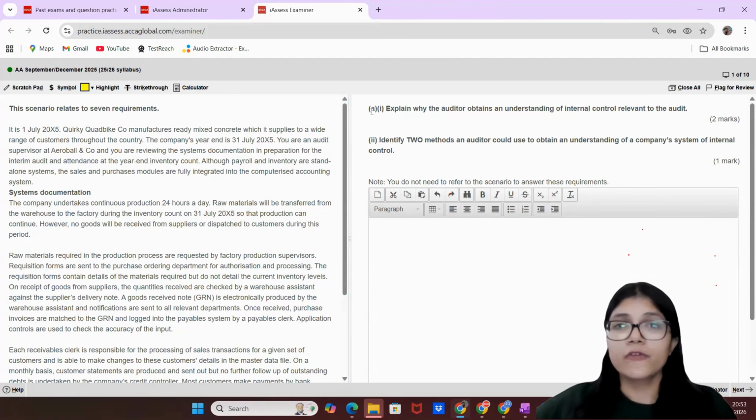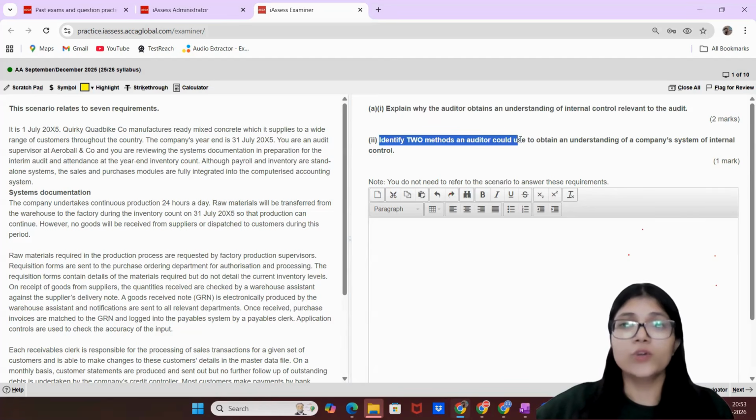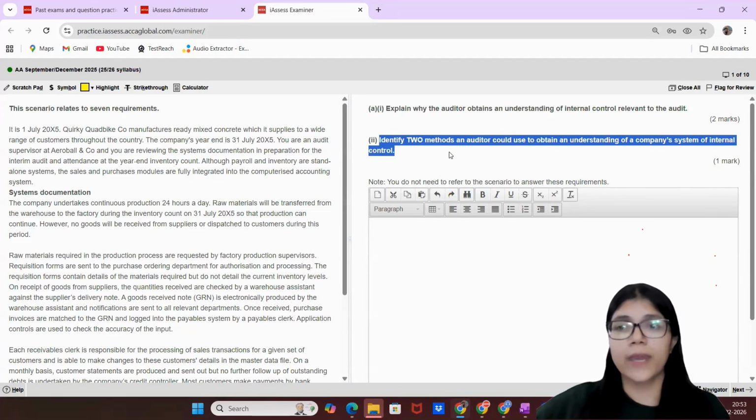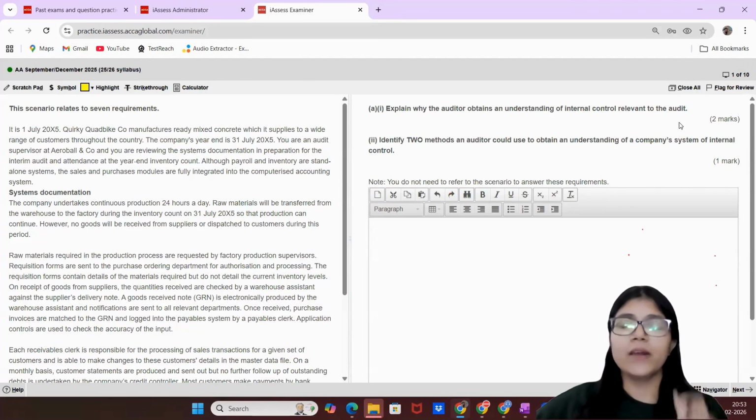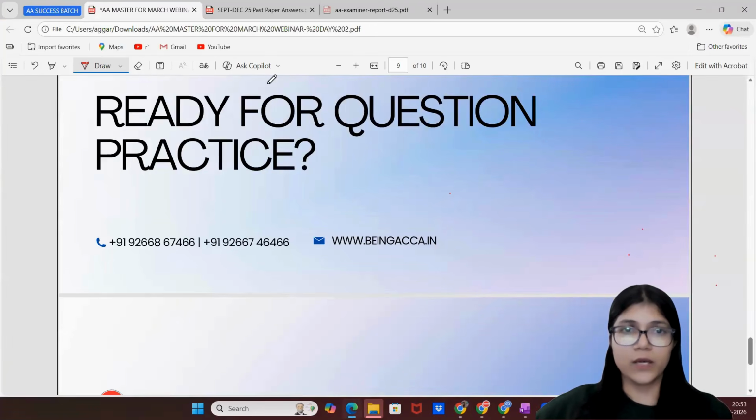The first part says, explain why the auditor obtains an understanding of the internal control relevant to the audit. It's a very, very basic question, knowledge based. Identify two methods an auditor could use to obtain an understanding of the company's system of internal controls. Again, a one marker, a very basic knowledge based question. Here also, you do not need to refer to the scenario to write these answers. So let me show you my answer for this one.